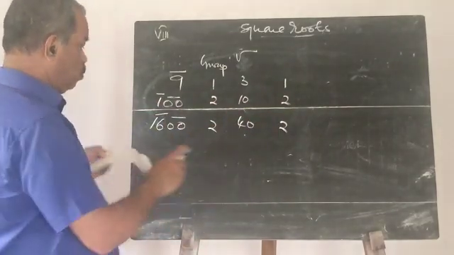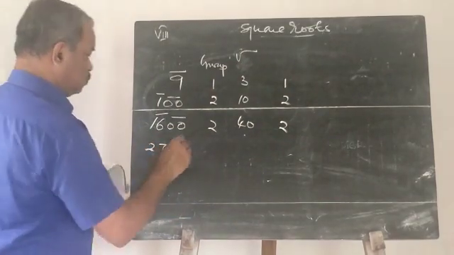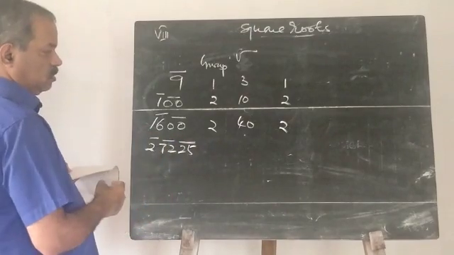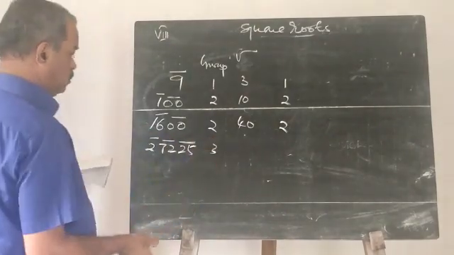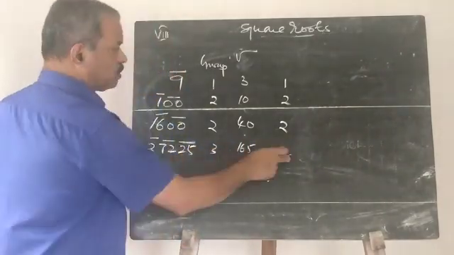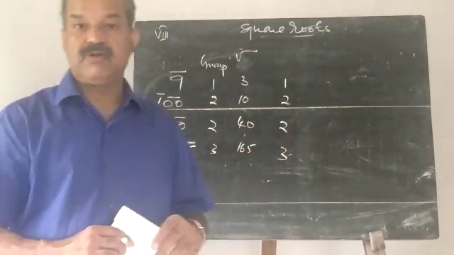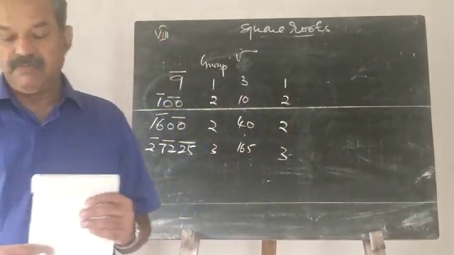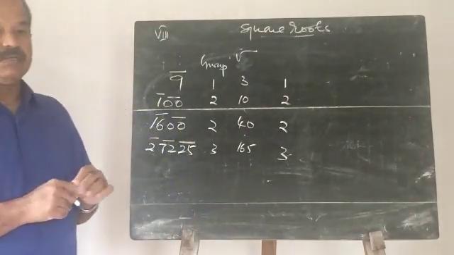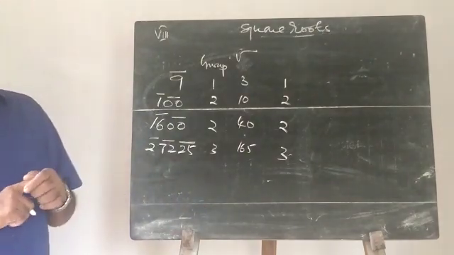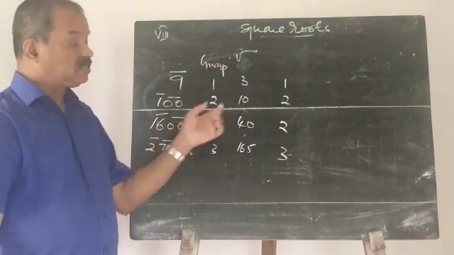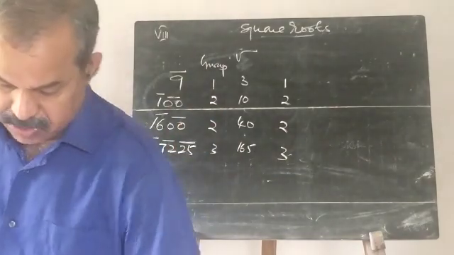Then 272. Here, how many groups? 3 groups. The square root of 165... how many digits? 3 groups, 3 digits. So to find the number of digits in the square root of a number, make it into groups and count. The number of groups in a number is the same as the number of digits in its square root.